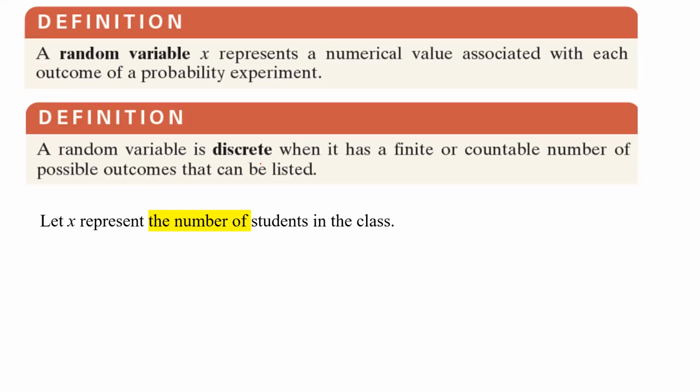Another example for you. Let X represent the number of banks in San Jose, California. You can easily find how many banks are in San Jose. There are a lot of them, but still it is countable. So you can say that we have a discrete random variable.